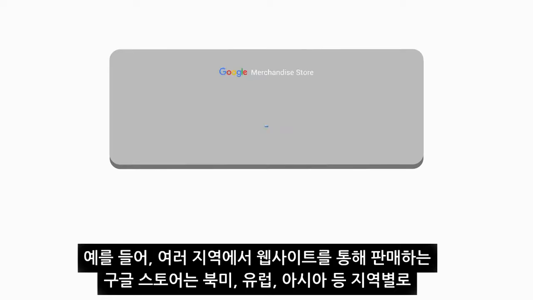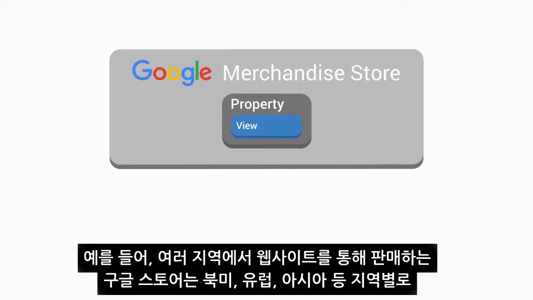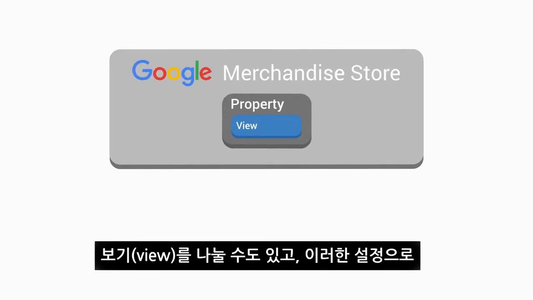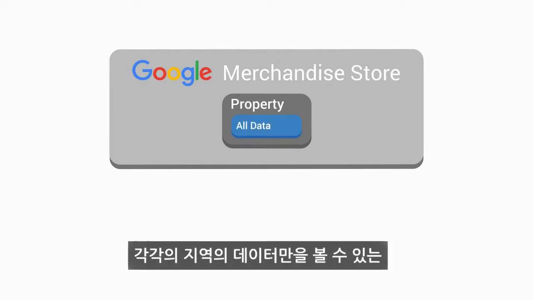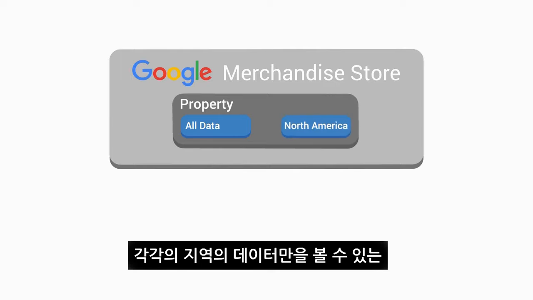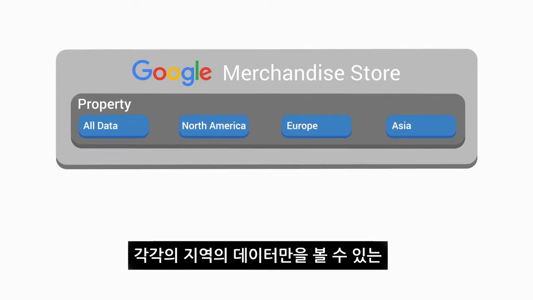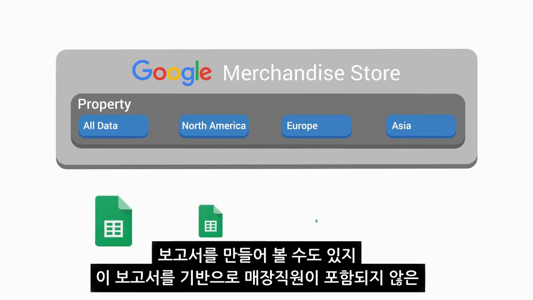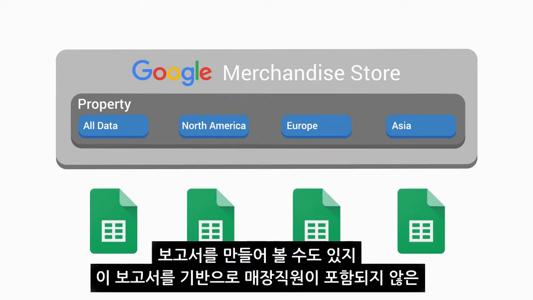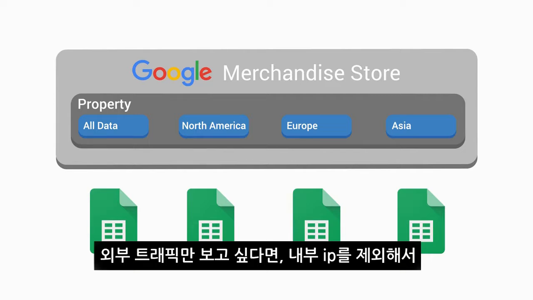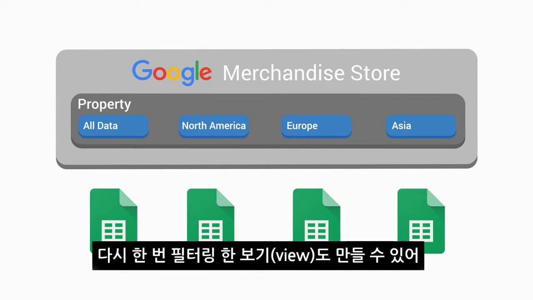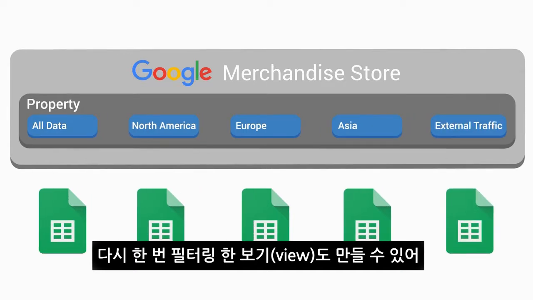For example, the Google Store sells merchandise from their website across different geographical regions. They could create a global view that includes all of their website data, as well as different views for North America, Europe, and Asia. Then they could use those views to see reports that only contain data for those individual regions. If the Google Store wanted to see data based only on external traffic that didn't include their own store employees, they could also set up a view that filtered out internal traffic based on IP address.